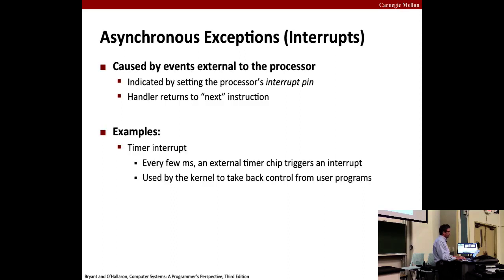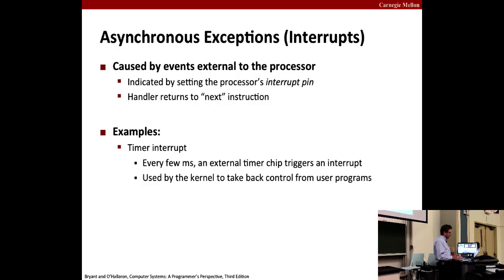And so after an interrupt happens, the handler returns to the next instruction. So with an interrupt, it's as though you're running your program, and then there's a little pause while the interrupt handler runs, and then your program just continues to run. So it's usually done behind the scenes and doesn't affect the execution of your program.